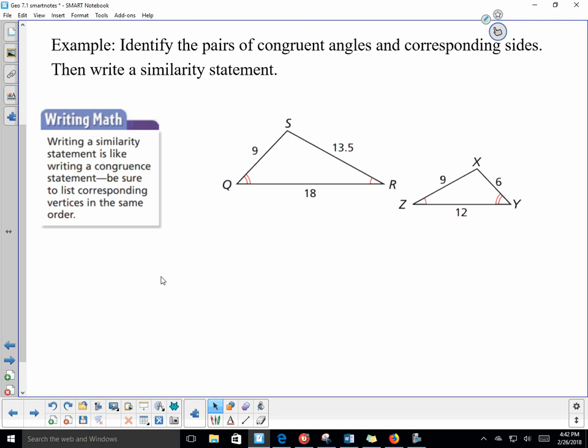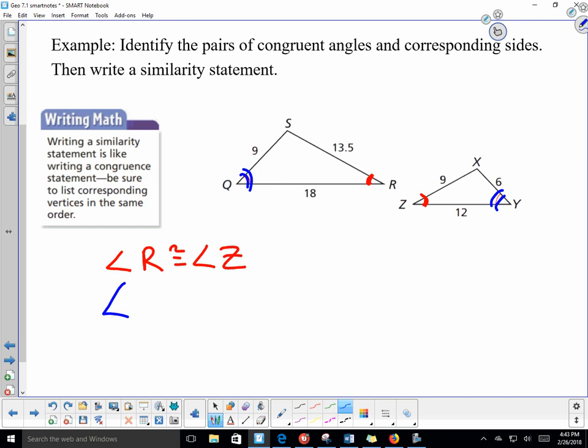Okay, so to identify if pairs of angles are congruent, I see one tick mark here on the R and one tick mark here on the Z. So those two angles are congruent. So angle R is congruent to angle Z. I see two tick marks on the Q and two tick marks on the Y. So that means angle Q must be congruent to angle Y.